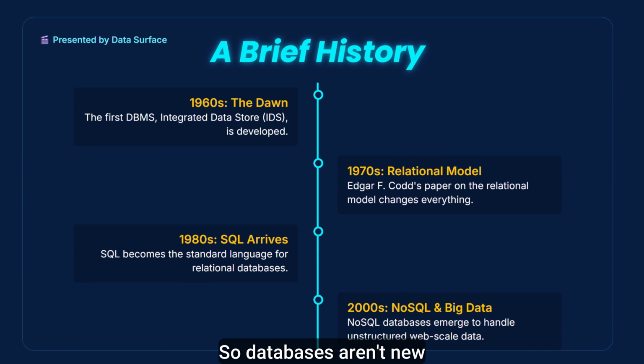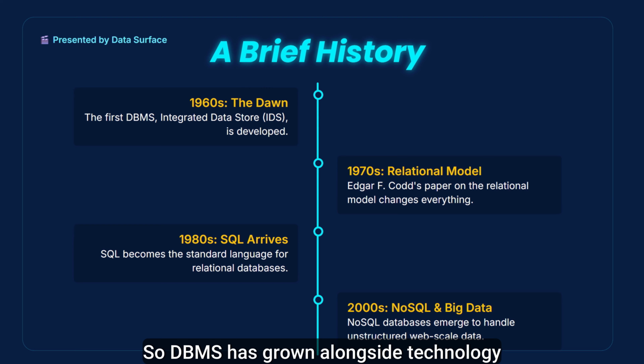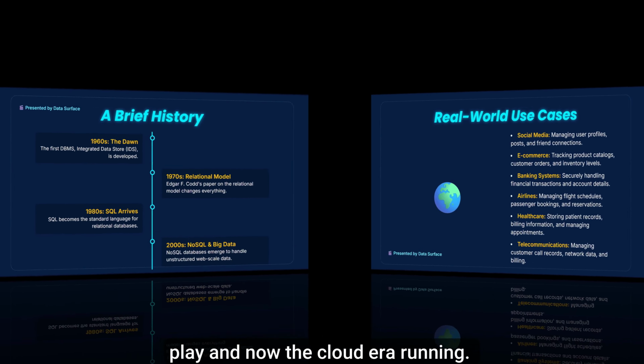So databases aren't new, they have been evolving for decades. In the 1960s, the first DBMS, integrated data stores, was developed. In the 1970s, E.F. Codd introduced the relational model. In the 1980s, SQL became the universal language for databases. From 2000 onwards, with the rise of the internet, new models like NoSQL databases came into play to handle scale, large amounts of data, and flexibility. So DBMS has grown alongside technology itself. In the 2010s, the cloud came into play, and now the cloud era is running.